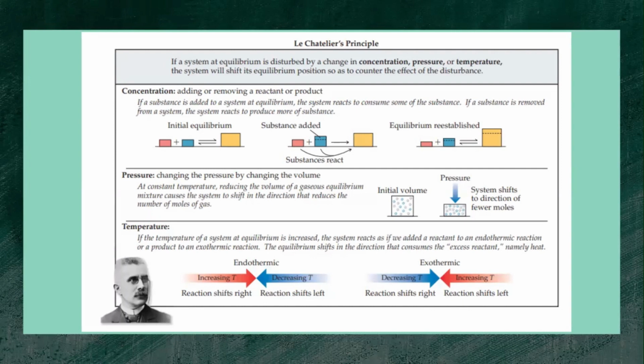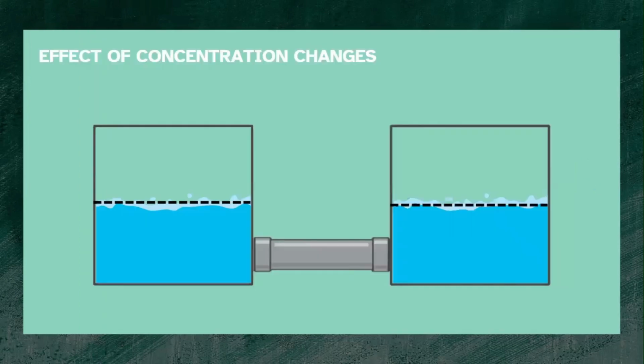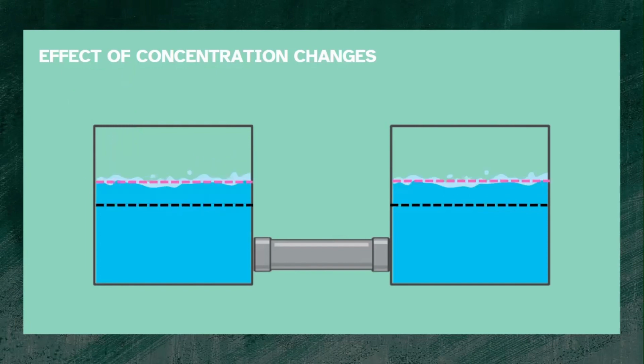To further visualize this, let us consider two connected water tanks to understand a system's response to a change in concentration. Let us consider two water tanks labeled A and B. Initially, the water level in the two tanks is equal and the system is in equilibrium. Then water is added to tank A. This stress raises the water level in tank A and disturbs the equilibrium. To offset this stress, some of the water flows into tank B to restore equilibrium.